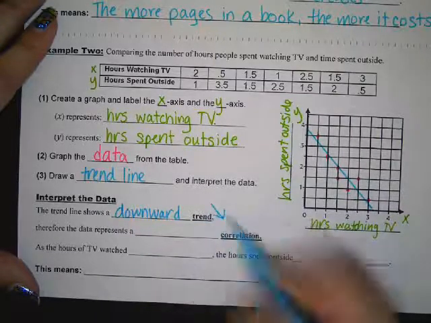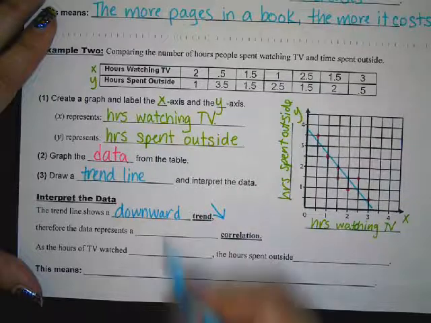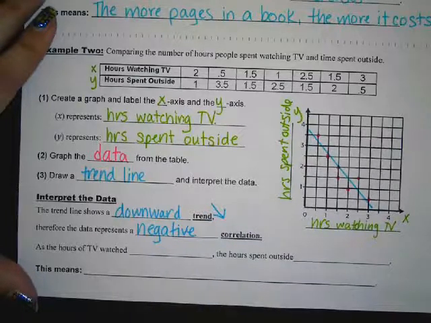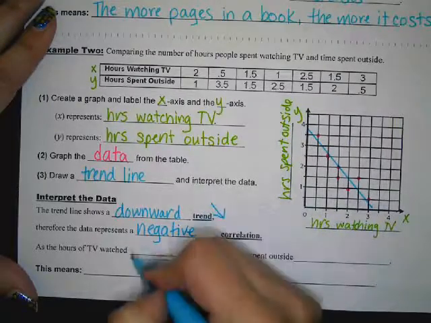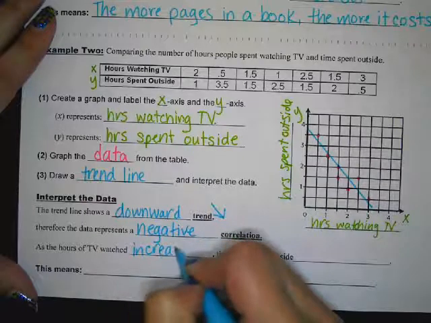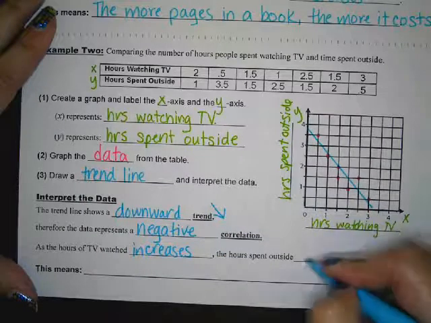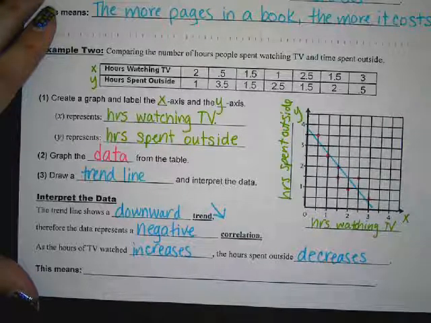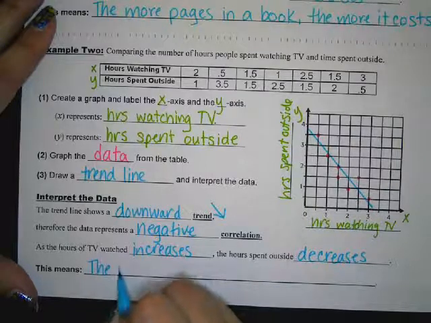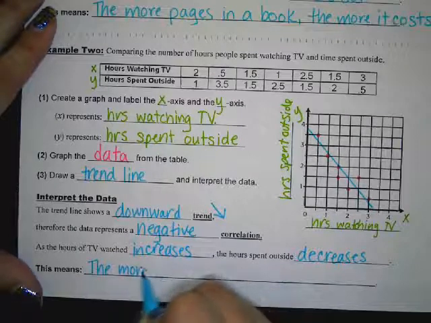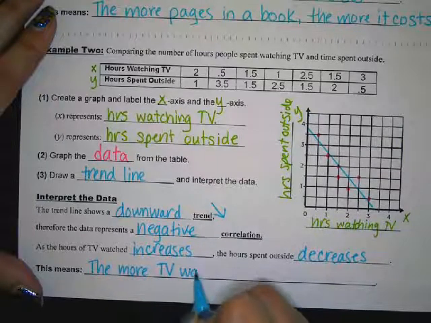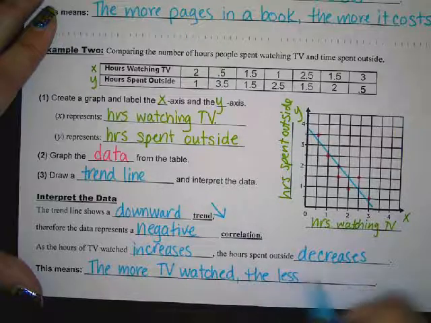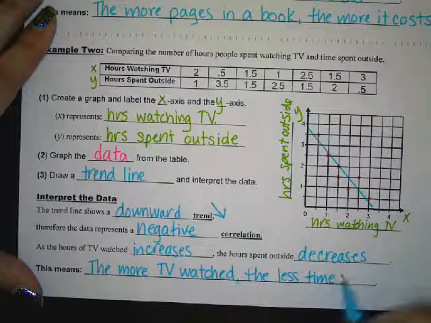So it's going downward. Therefore, the data represents a negative correlation. As the hours of TV watched increases, the hours spent outside decreases. This means that the more TV watched, the less time spent outside.